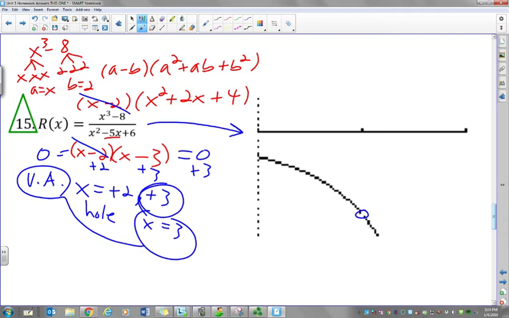So don't circle that as a vertical asymptote, because if it was, it would be right here, and then the graph would follow along it. But it's not. It's not a vertical asymptote. It's just a hole there. You'll see that more when we're graphing these. So there's number 15 to help you there.